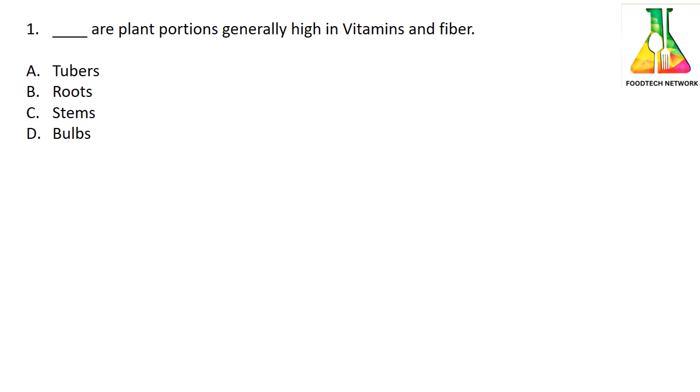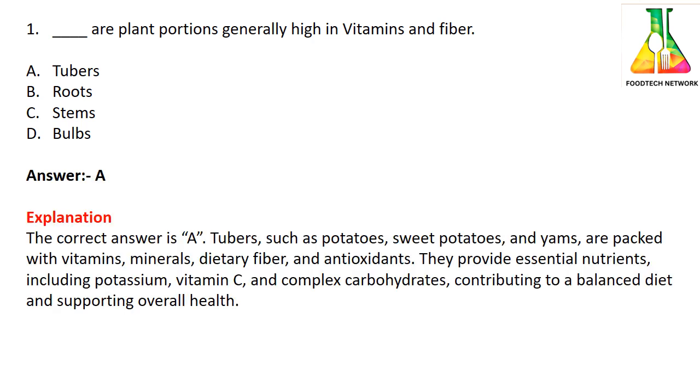Question 1. Dash are the plant portion generally high in vitamins and fibers. Option A tuber, option B roots, option C stems, and option D bulb. A, that is tubers. Tubers such as potato, sweet potato, yams are packed with vitamins, minerals, dietary fiber, and antioxidants. They provide essential nutrients as well, including potassium, vitamin C, and complex carbohydrates, contributing to a balanced diet and supporting overall health.